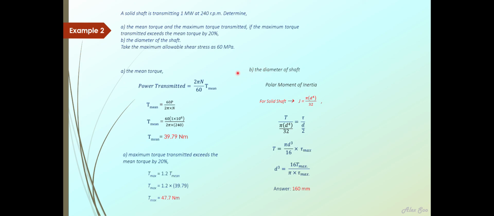You have 2 examples here. The rest of the examples will be on the later slides.